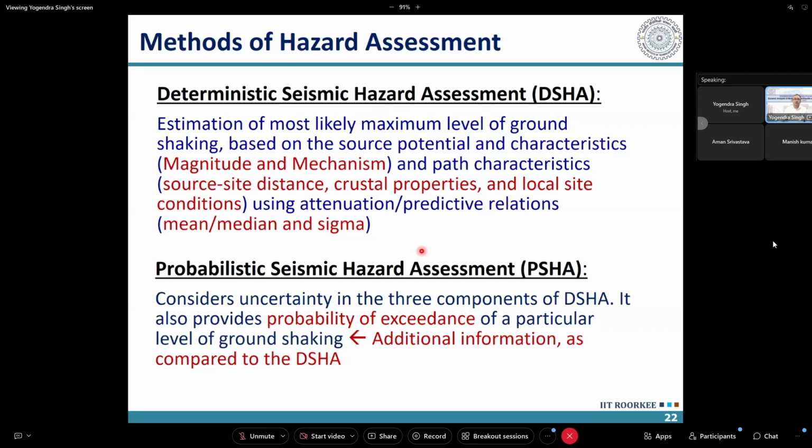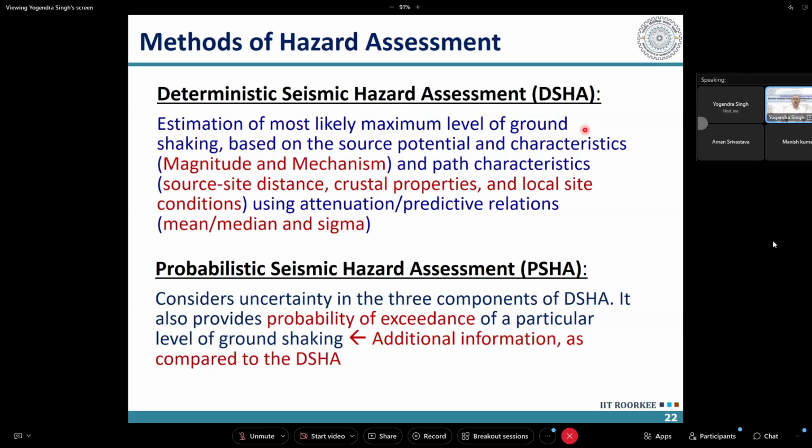So there are two methods to obtain the response spectrum or the PGA, and in general it is called seismic hazard assessment. Any parameters related to seismic intensity we can obtain using these methods. As the name suggests, in deterministic seismic hazard assessment we give a deterministic value, that the zone factor for this site is this much. There is no probability associated with it. So it is in a way the maximum earthquake which we are expecting at a site.